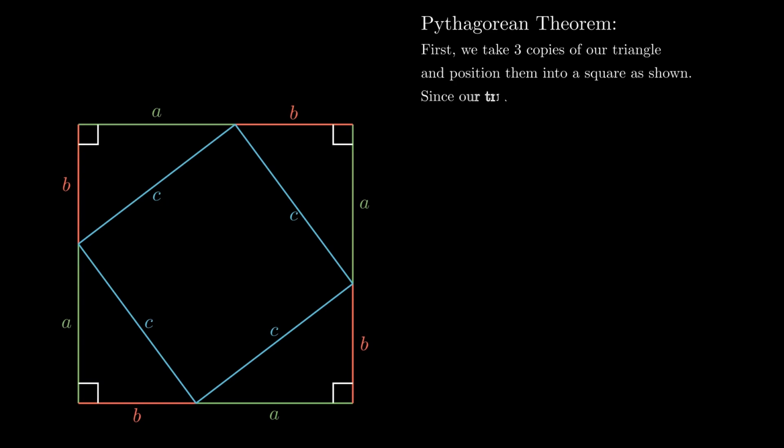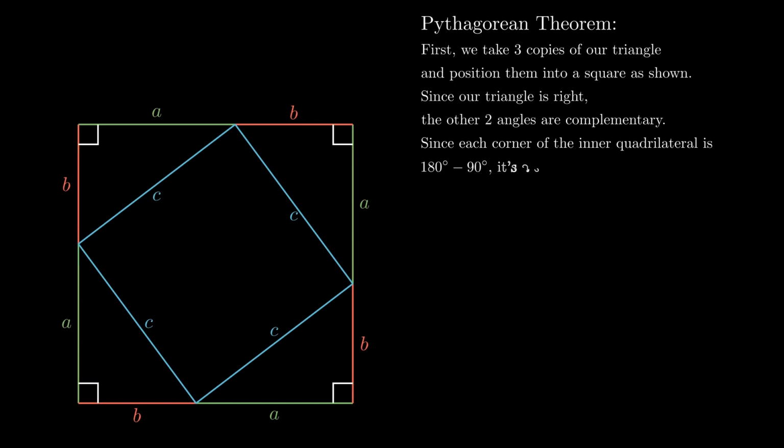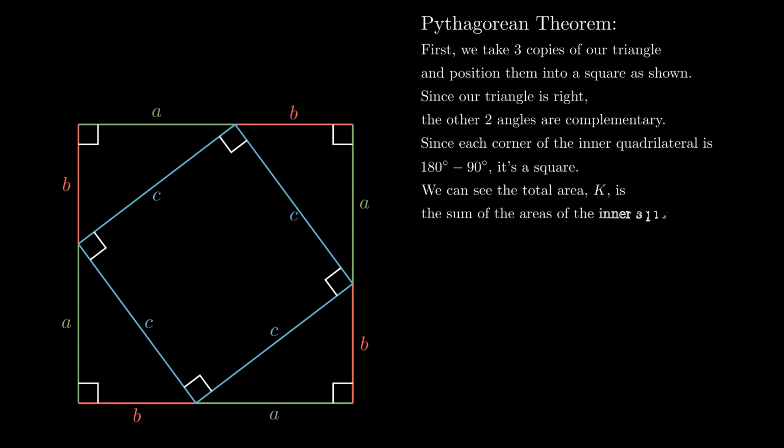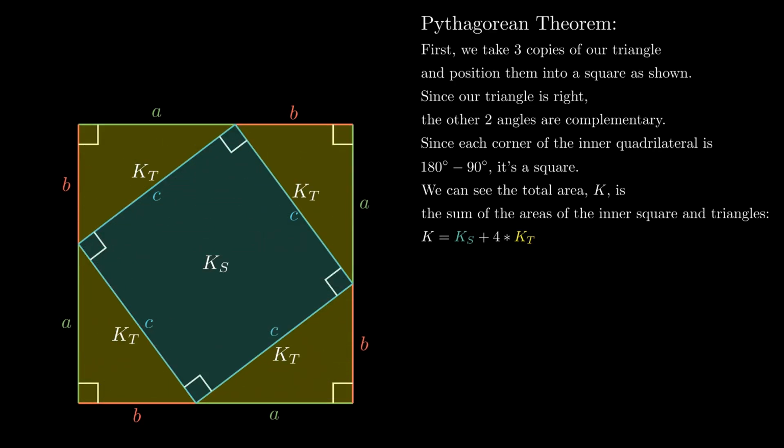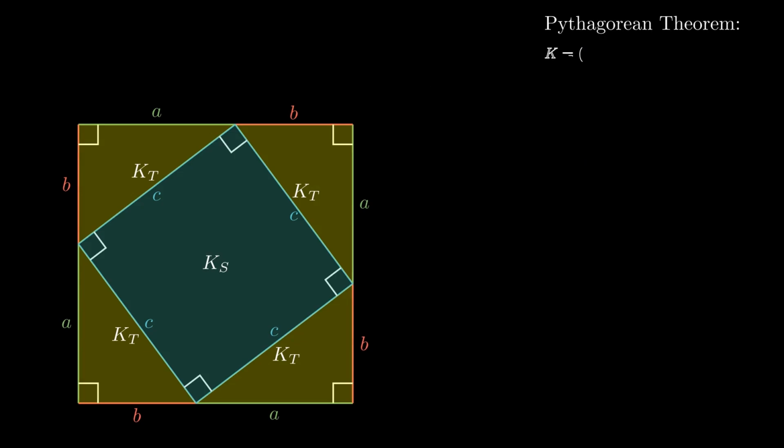Since our triangle is right, the other 2 angles are complementary. Since each corner of the inner quadrilateral is 180 degrees minus 90 degrees, it is a square. We can see that the total area K is the sum of the areas of the inner square and triangles. Therefore, the total area is equal to the area of the square plus the area of each of the triangles, and they all have the same area.